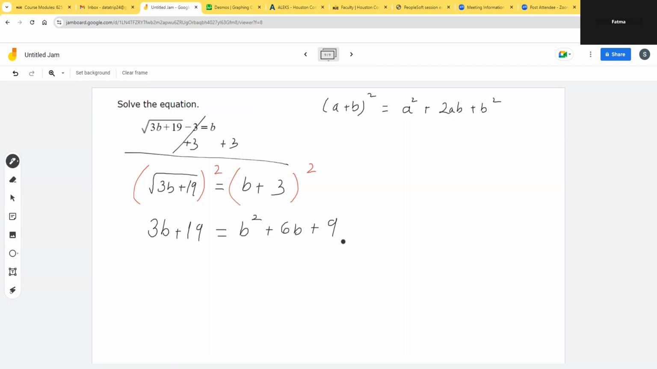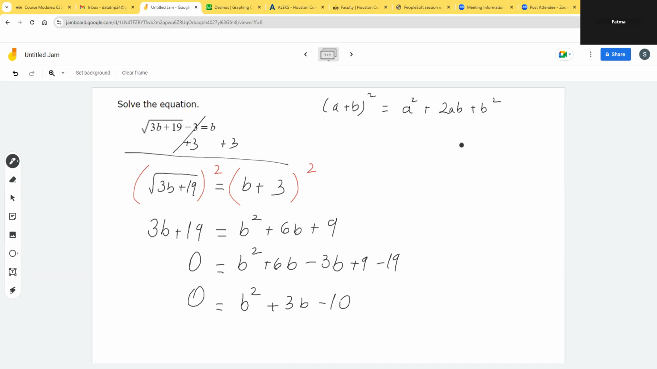After this, what are we supposed to do? Set up a quadratic equation. Where do we stay? We stay where b squared is located, right? And then we already have a plus 6b here. Who's going to move? 3b is going to move as negative 3b. We already have a plus 9 here. Who's going to move? As negative 19. So we can set them to what number? 0. So I got b squared plus 3b minus 10 equals 0. This is the quadratic equation we need to solve.